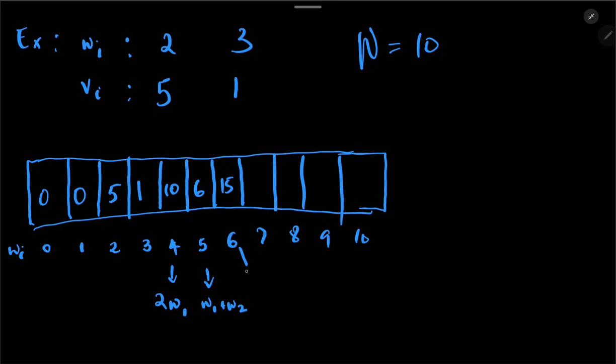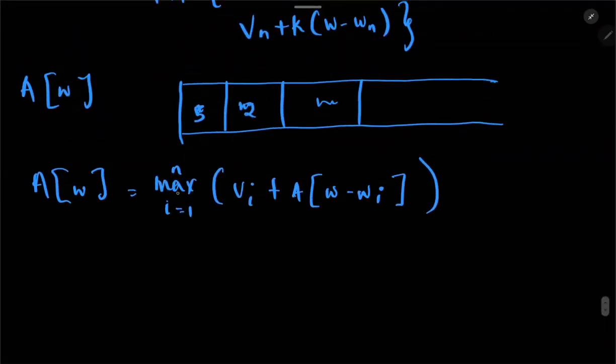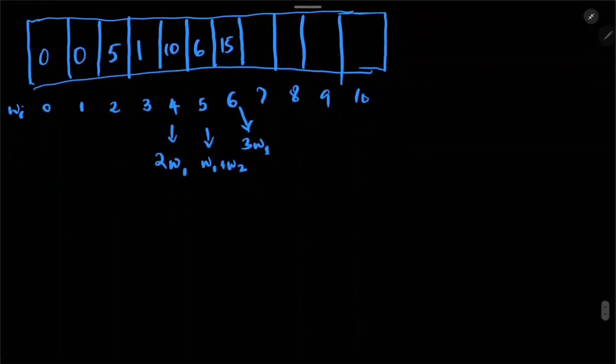So we did 3 times the weight of the first item. So this is how we keep going until we fill up the table. I suggest you fill up the table on your own. We fill up this table, then we pick the maximum. This is it. We pick the maximum. I hope this makes sense.